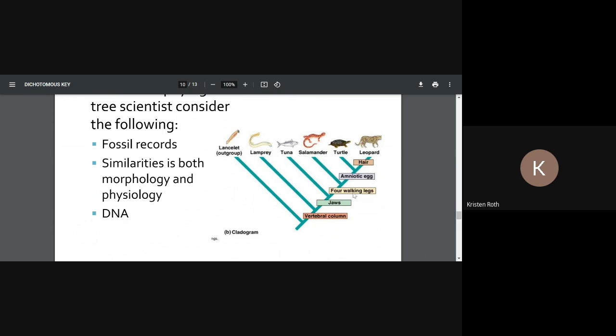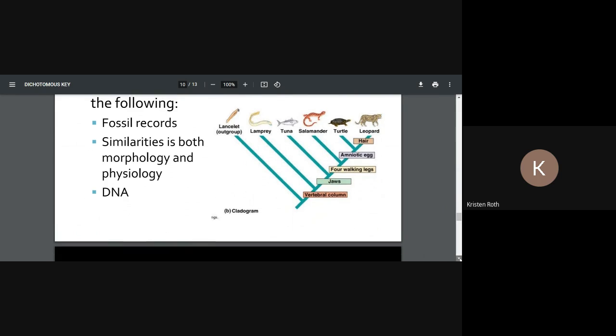Next one we're going to look at is four walking legs. Well, the tuna doesn't have walking legs. That's why it's on this side. Okay. Amniotic egg. Salamanders don't. That's again why it's on this side. And then to distinguish between the last two, because they have everything else in common, hair. Turtles don't have hair, leopards do. So there we go. So it's just a way of weaning things out based on our similarities.